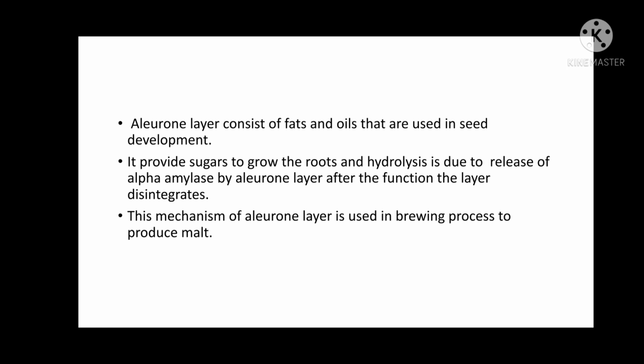The aleurone layer consists of fats and oils that are used in seed development, and it provides sugars for the growth of roots, and hydrolysis takes place due to the release of alpha amylase. After the function, the aleurone layer disintegrates, and this mechanism of the aleurone layer is used in the brewing process to produce malt.